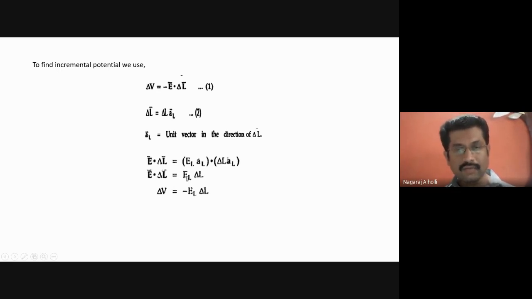Now if we look at equation 1, it has E bar dot delta L bar. Here also, on the LHS, there is E bar dot delta L bar. Now this RHS is equal to LHS, that is delta V. So I am writing minus delta V is equal to EL delta L, or delta V is equal to minus EL delta L.